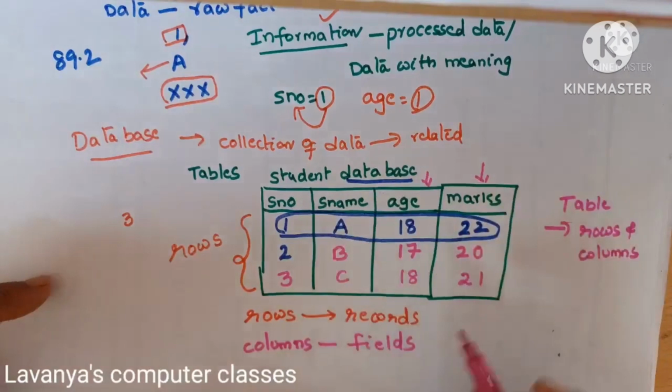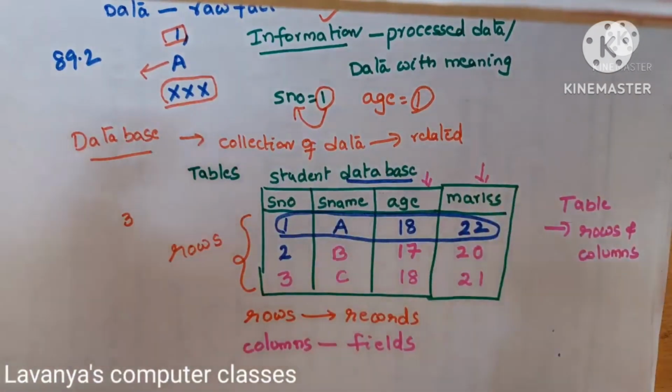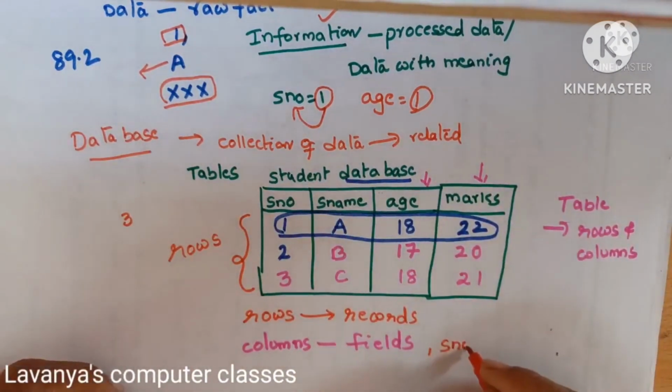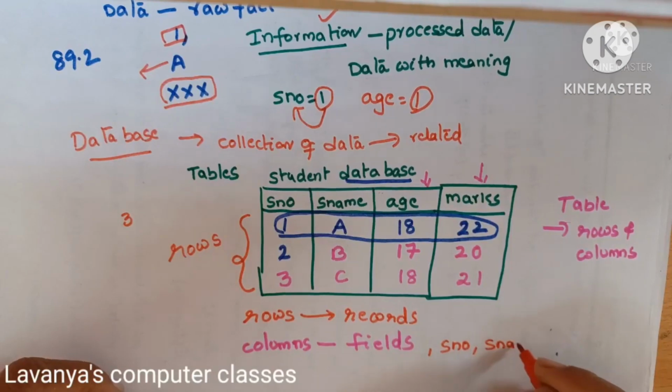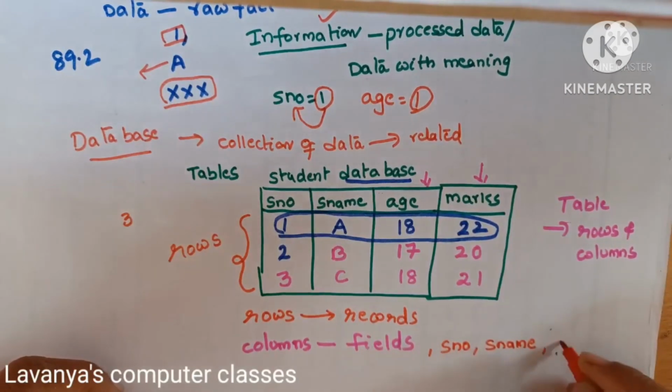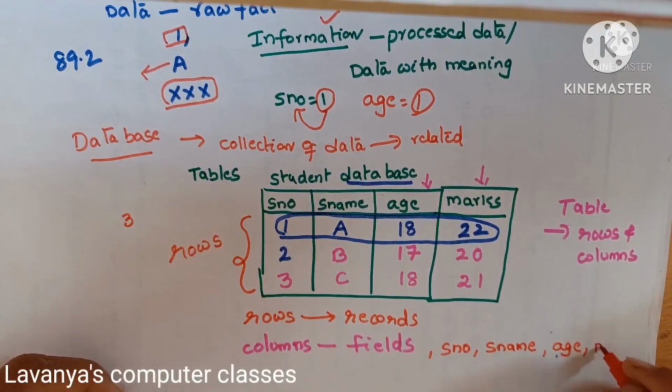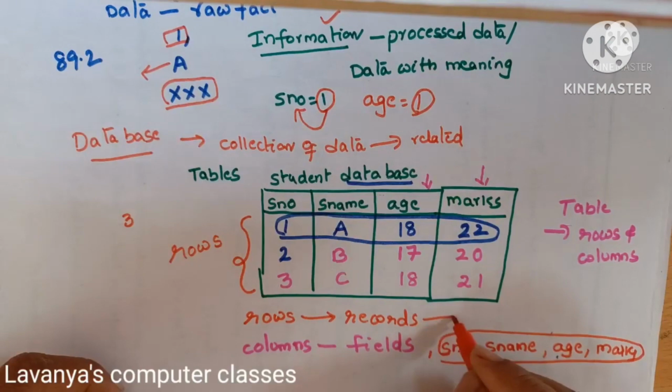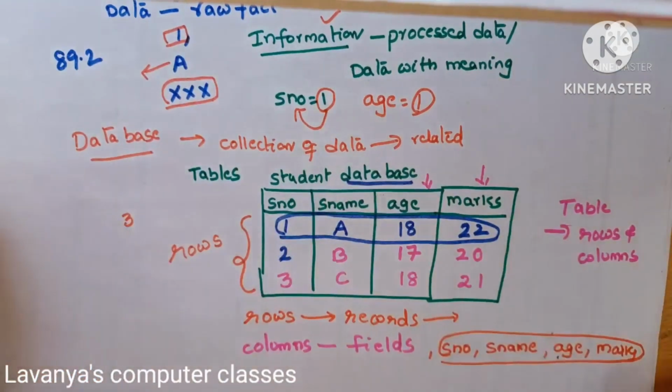So in this example, what are the fields? Serial number is one field, S name is another field, S name is student name. Age is a field and marks is also a field. The combination of all the fields is known as a record.